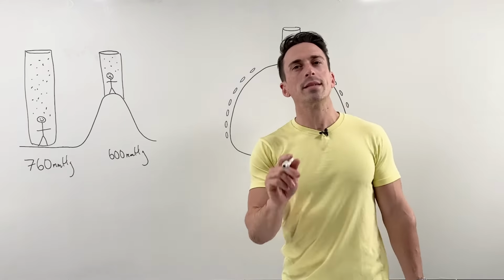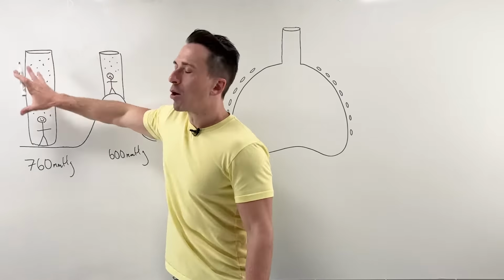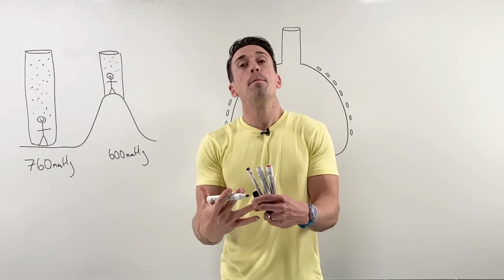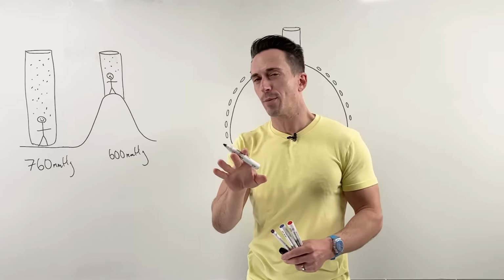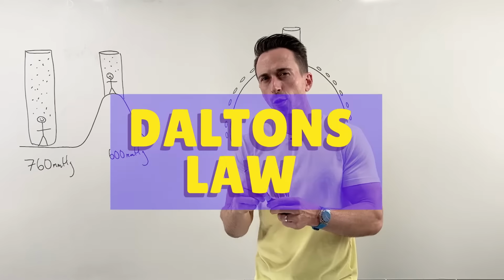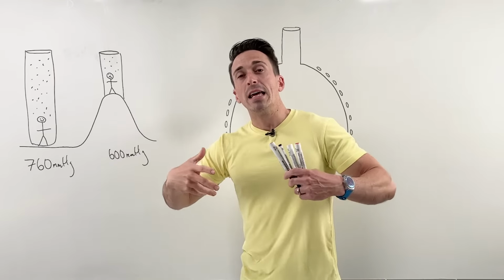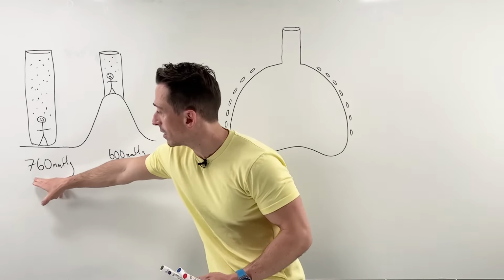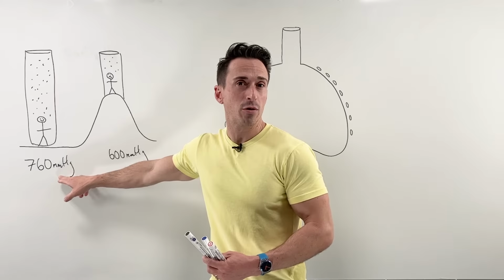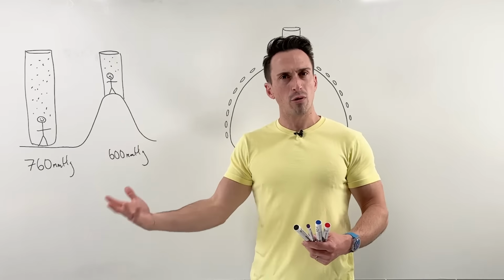Now, the reason why this is important is this. The gas molecules that are surrounding me right now are a mixture of different gases. And now we're going to start talking about something called Dalton's Law. Dalton's Law basically states that in a mixture of gases, the total pressure, so in this case, 760 millimeters of mercury, is equal to the sum of all the individual pressures.